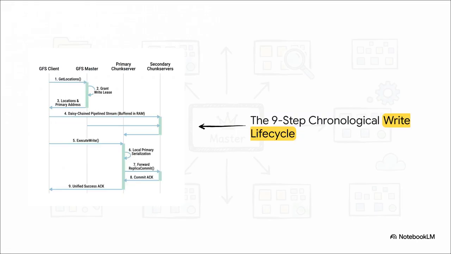Let's actually walk through this incredible 9-step mini-narrative so you can see it in action. First off, the client asks the master for the replica locations. The master grants the lease and replies. Then the client starts streaming the raw data into a pipeline daisy chain, just buffering it in the chunk server's RAM. Notice that. It does not write to the disk yet. Once every single node acknowledges they have the data buffered, the client dispatches a formal execute write command to the primary chunk server. The primary serializes the sequence, forwards that commit command to the secondaries, they all flush the data to disk simultaneously, and finally, a unified success acknowledgement makes its way right back to the client.